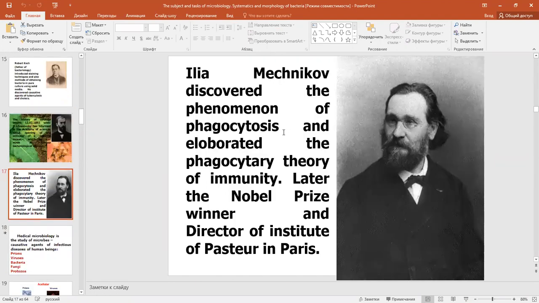Then Ilya Mechnikov, Russian scientist, discovered the phenomenon of phagocytosis and elaborated the phagocytic theory of immunity. Later, he did get the Nobel Prize. And he was director of the Institute of Pasteur in Paris. He did work in France, finally. So Ilya Mechnikov did discover the phagocytic theory of immunity, cellular immunity. He did develop the cellular theory of immunity.